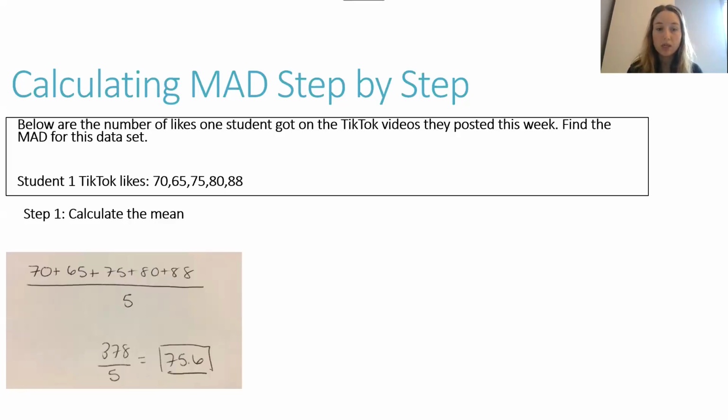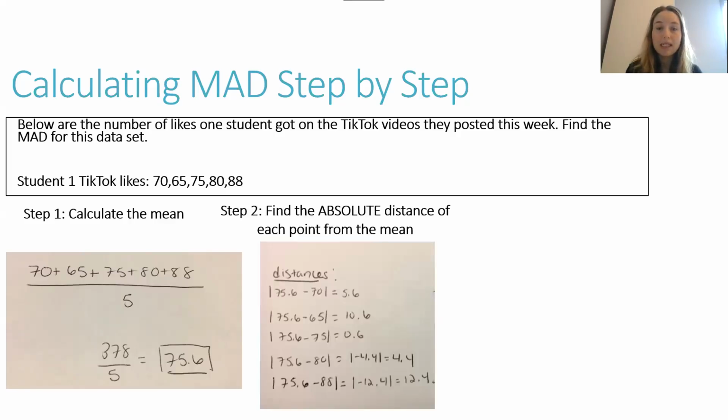So pay attention really closely here. The second step is to find the absolute distance of each point from the mean. You might have noticed in the term mean absolute deviation that there's the term absolute. And you're probably familiar with this because it probably reminds you of absolute value. Because we're calculating a distance here, we want to make sure that we're using absolute value because we know that all distances must be positive. So for this step, basically what you're doing is you're taking your average from step 1 and you're finding the absolute value of the difference between that average and each data point.